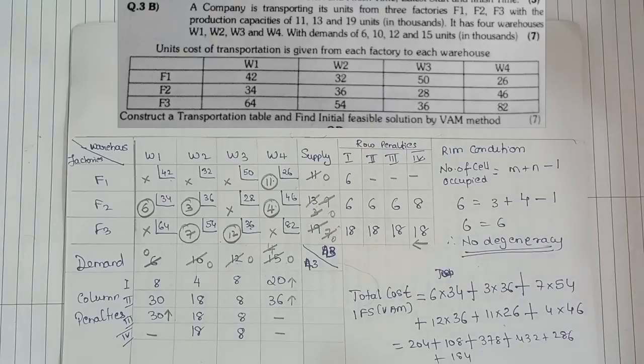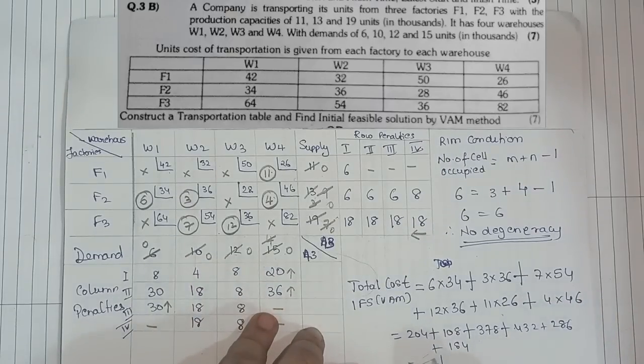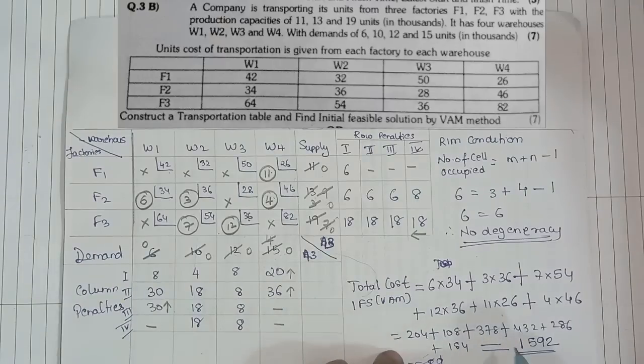Chalo, let us add up all the values. 184 plus 286 plus 432 plus 378 plus 108 plus 204. The total comes to 1592. So I'm writing it here itself. So the total comes to 1592. So the initial basic feasible solution as per VAM method under this particular transportation sum is the total cost equal to rupees 1592.